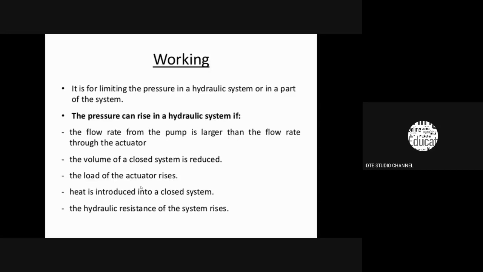Volume of a closed system is reduced. Because of the reduction in volume, pressure may rise. And also a very important point is the load on the actuator rises. Whenever the load on the actuator rises, high pressure is required. And in some cases, heat may be produced in the closed system. In that case, whenever heat is produced, pressure must be decreased.